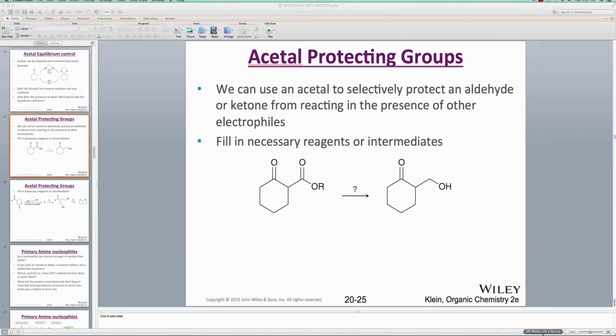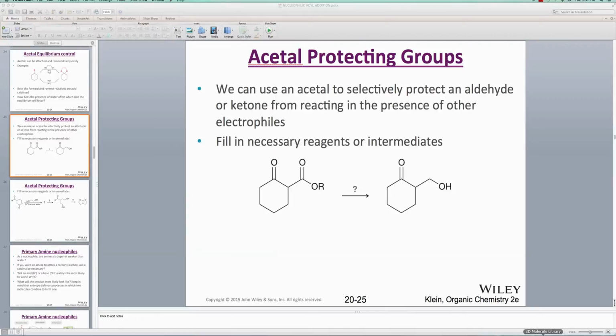So one of the major applications of acetals is their use as a protecting group. And so I'd like for us to consider the problem on slide 25 in your PowerPoint notes on nucleophilic acyl addition. We see that we have both a ketone and an ester undergoing a reduction reaction in which we want to selectively reduce the less reactive carbonyl.